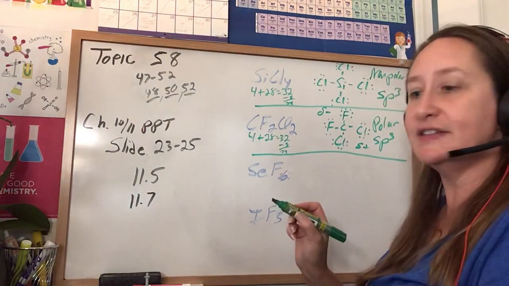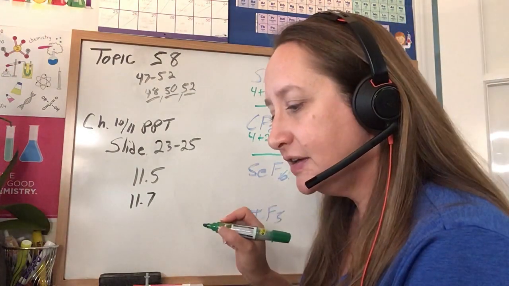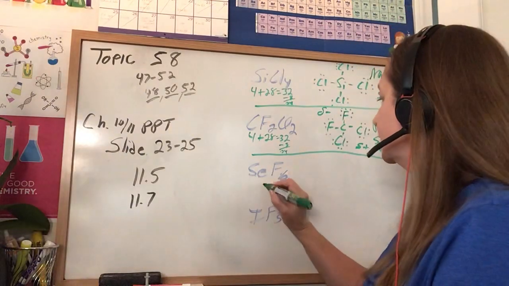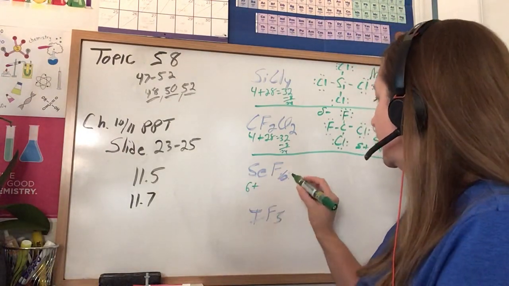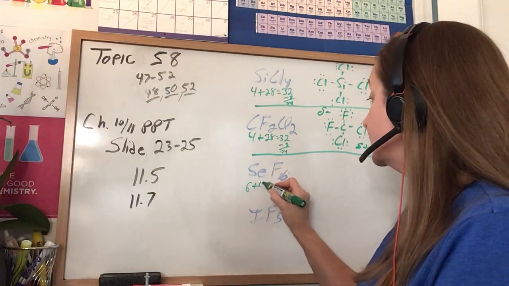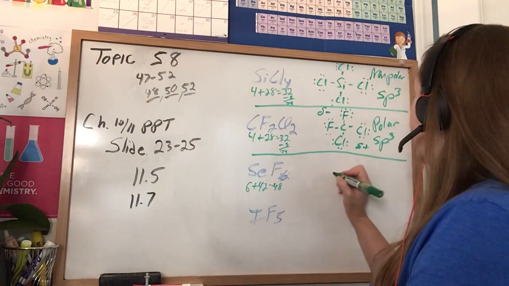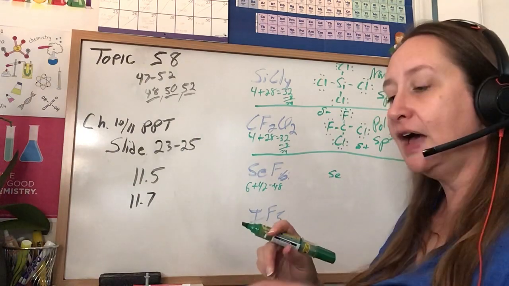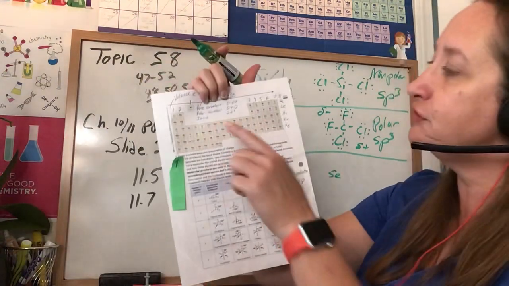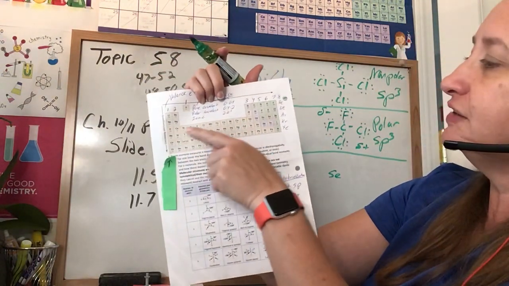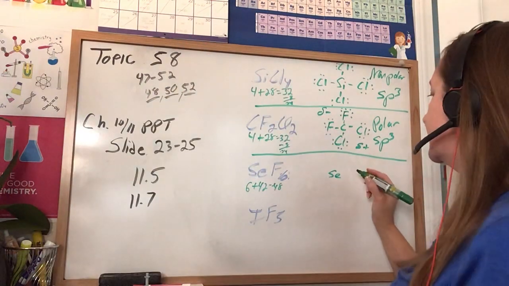All right, let's do SeF6. So Se is in the group with oxygen, so he's going to have 6 electrons. Fluorine, 7 times 6 is 42. We've got 48 electrons. So we're going to put the Se in the middle. Now I'm going to go ahead and bond all of the fluorines to it because Se is down here in the 3rd row. He can expand his octet.